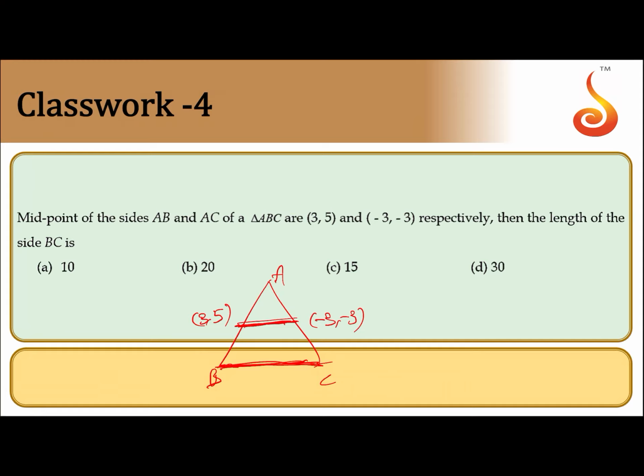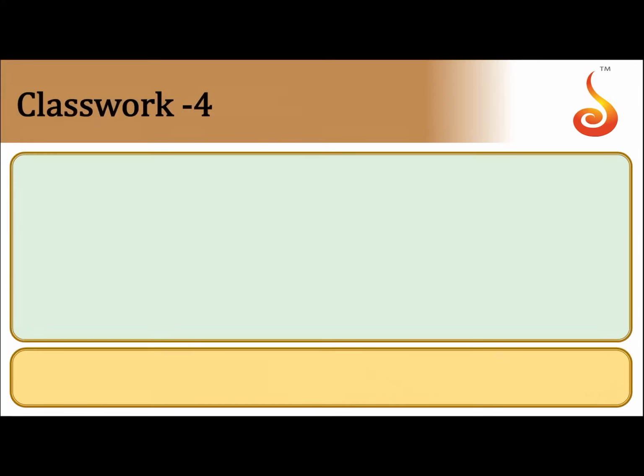So 3 minus (-3) is 6, square 36, and 5 minus (-3) is 8, square 64. Therefore that is equal to root 100, which is 10, and 20 will be the answer because this length is equal to 10 and this will be 20. So the answer is equal to 20.